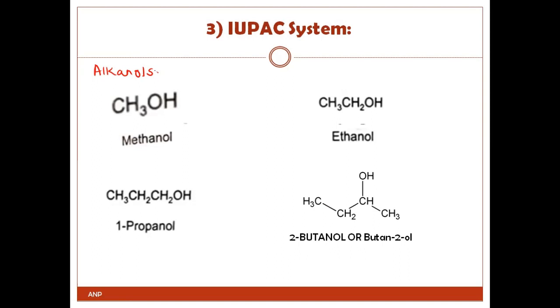Select the longest continuous carbon chain containing the OH group. Then change the name of the alkane corresponding to this chain by dropping the ending E and adding the suffix "ol". Number the chain so as to give the carbon carrying the OH group the lowest possible number, and the position of the OH group is indicated by this number.